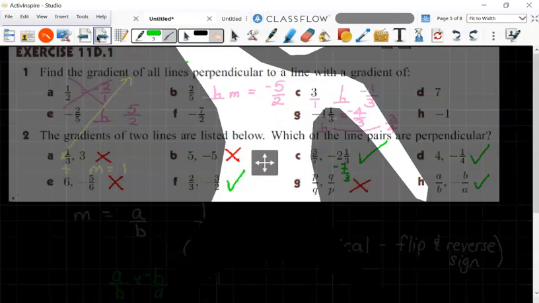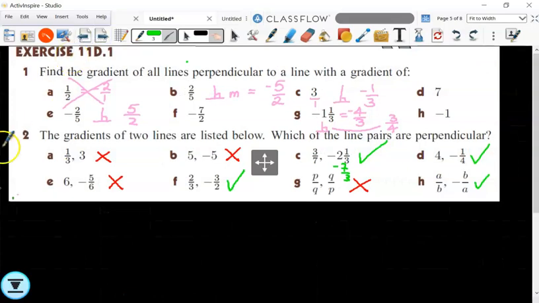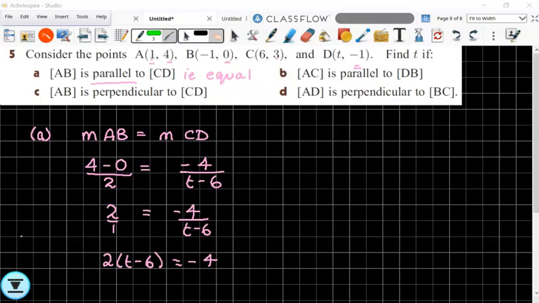So we were then doing Promethean man. We were then looking at some of the questions that relate to the parallel and perpendicular. Ready for your test. All right, so question 5.